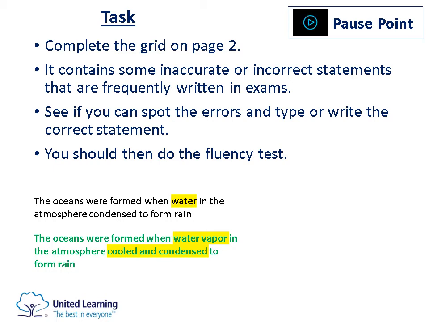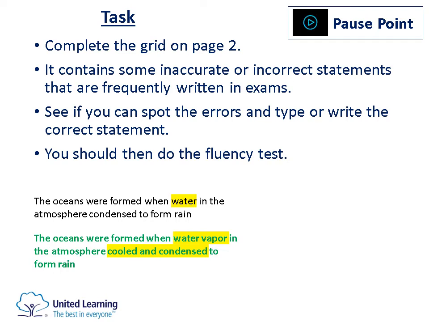So the oceans were formed when water in the atmosphere condensed to form rain. I've highlighted where the issue is because it just says water. I've changed that to water vapour, and I've also improved that by saying cooled and condensed. Can you see how I've rewritten it to include the correct specific scientific language?